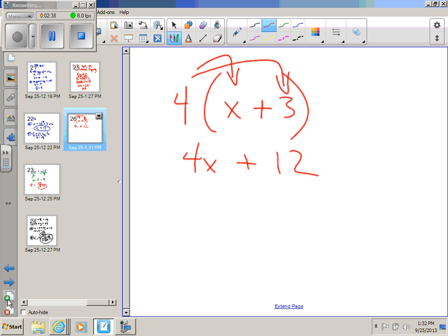Sometimes that's your only option, to use the distributive property to simplify. Why is it our only option to use the distributive property with the 4 parentheses x plus 3? Why can't I do parentheses first? Yeah. Well, I don't know what x is, plus they aren't like terms. Now, if that were a 3x, I could simplify the inside. x plus 3x would give me 4x. I could still multiply it to the 4.